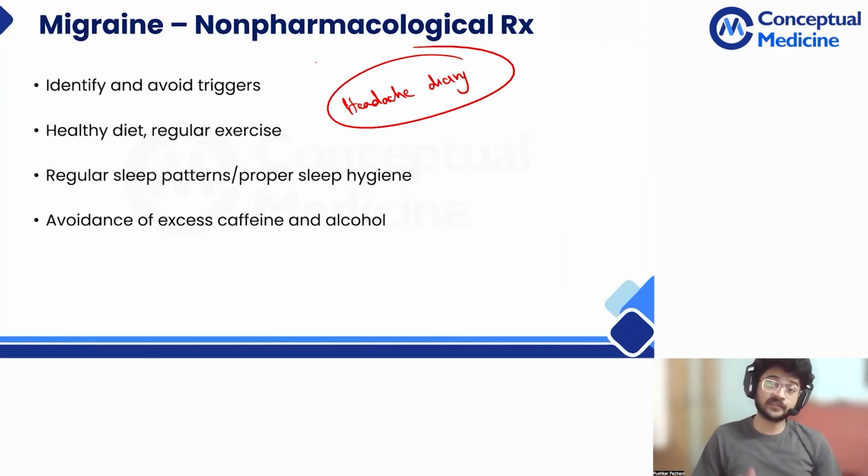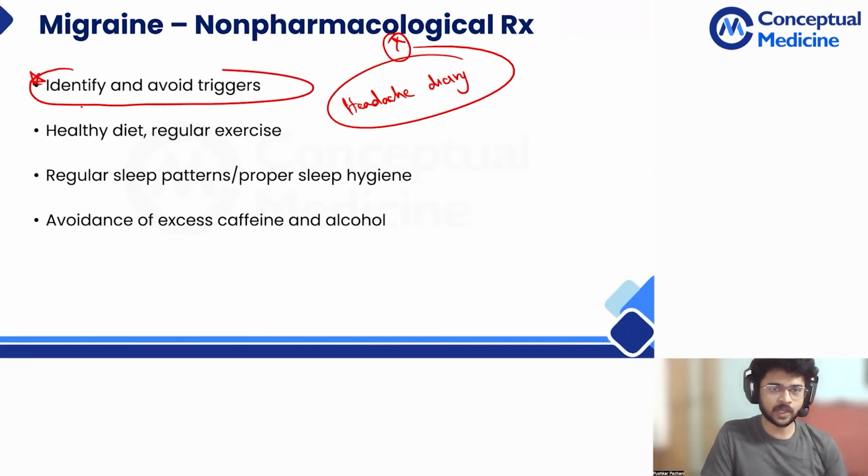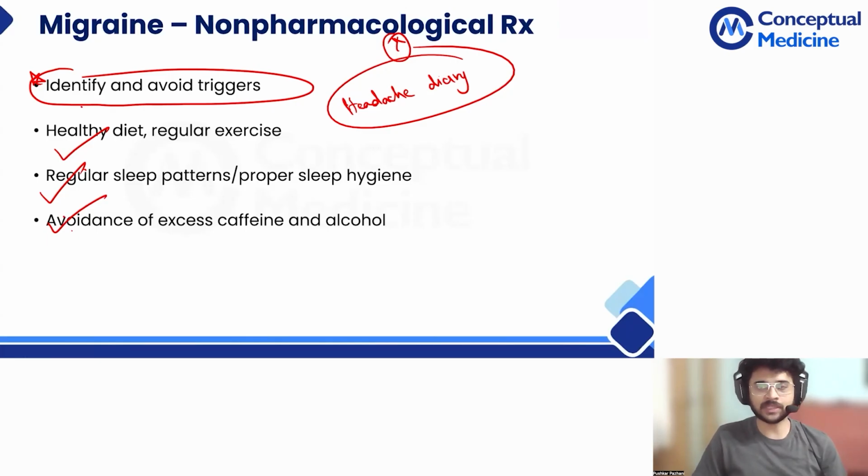It can help them identify their triggers. It can also show whether the medications that we're giving are helping or not. So please make sure that all of your patients maintain a headache diary so that you can assess the trend of the headache during your OPD consults. Number one, most important thing that I've already emphasized so many times is that you need to identify and avoid the migraine triggers. Healthy diet and regular exercise, proper sleep hygiene, avoiding excess caffeine and alcohol.